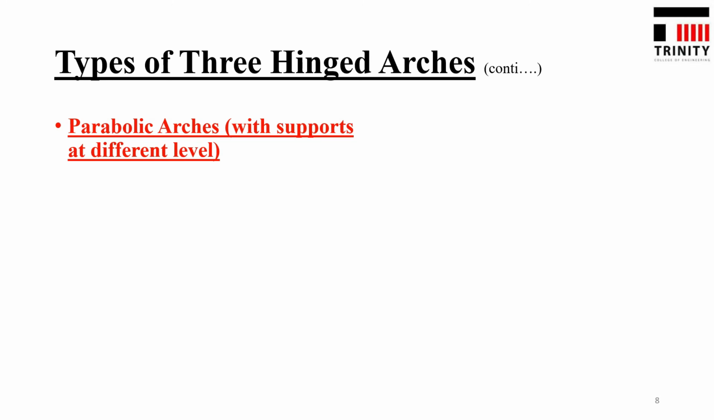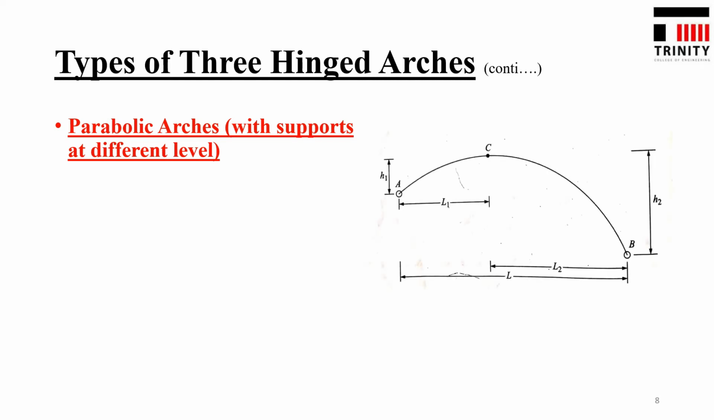Then second, parabolic arches with supports at different levels. Earlier we discussed supports at the same level, but now we are going to discuss supports at different levels. So consider a three-hinge parabolic arch ABC with supports A and B at different levels. The height of support A to the crown is h1 and the height of support B to the crown is taken as h2, the distance between A and C is L1 and that between B and C is L2, and the span of this arch is taken as L.